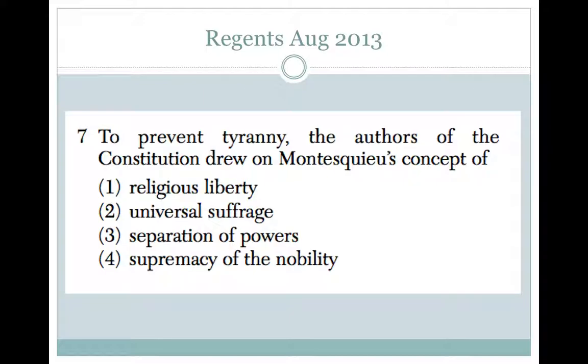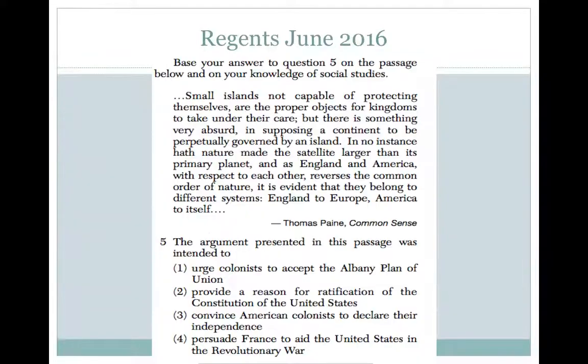Universal suffrage, so the suffrage, right, we're voting. Universal, not yet, so we can take out 2. Separation of powers, maybe. Supremacy of the nobility, well, we don't have this nobility stuff in the U.S., so we could take that out as well. So we're down to 1 and 3, and the best answer would be 3, separation of powers. Montesquieu is known for separation of powers, which in our government is the 3 branches: executive, legislative, and judicial.